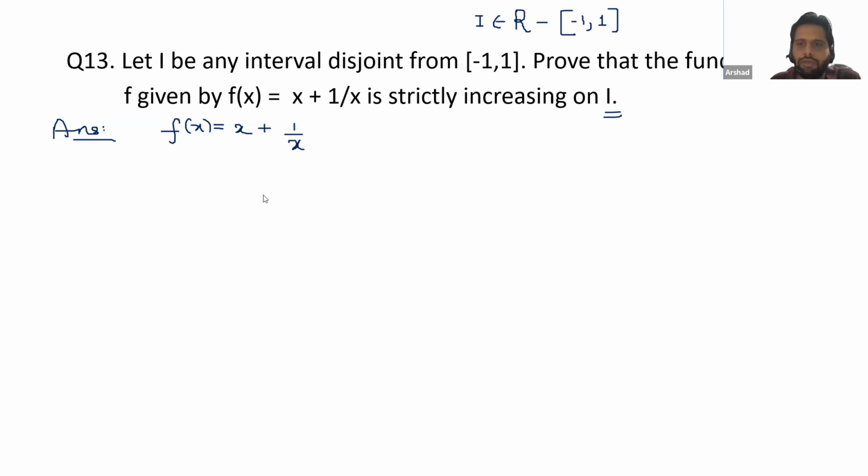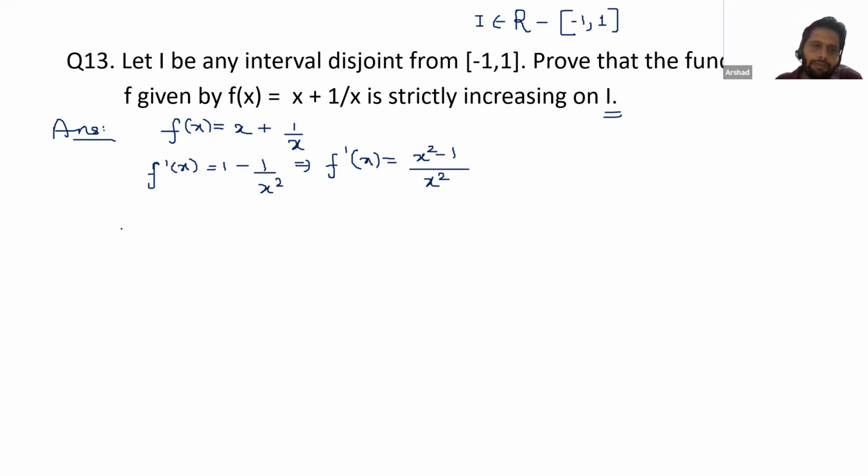Please check here. Can anyone tell me what a critical point is? We have already discussed what a critical point is. Sir, 1. What, Nabil? 1, minus 1. Okay, so we have this. We will simplify it. What we will get is (x minus 1)(x plus 1) by x squared.